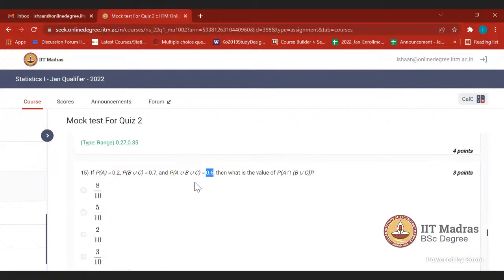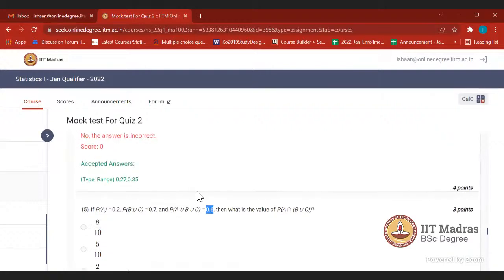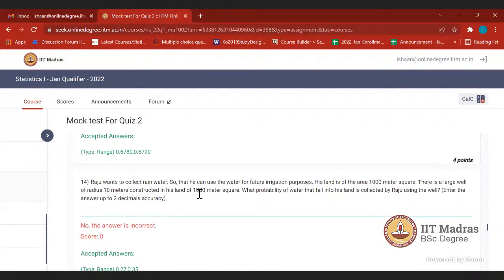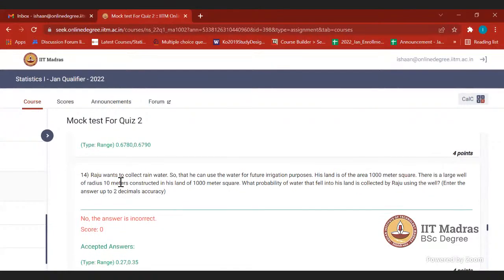Sir, question number 14, can you please go through it once? Question number 14. Okay, Raju wants to collect rainwater. Okay, 100 meters square.